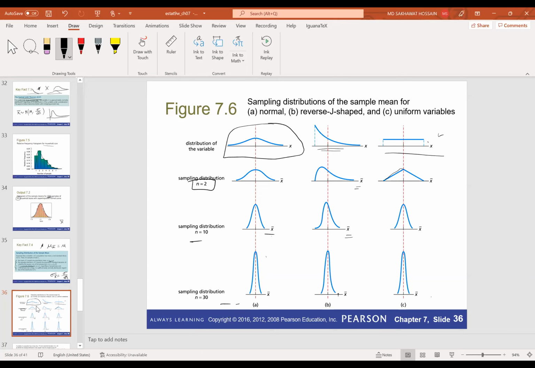And the central limit theorem says the same thing. Regardless of the distribution of the population, if the sample size is large, then the sampling distribution of X bar will be approximately normal.